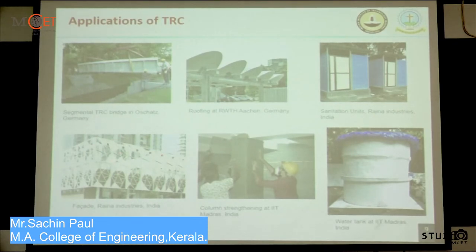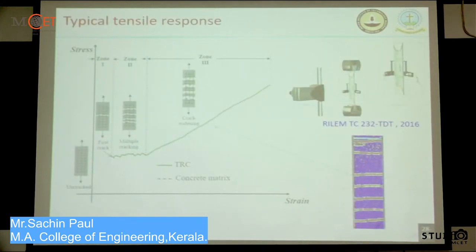This is a very beautiful facade that is made up of textile reinforced concrete, which has openings in it. The structural stability of this facade is very interesting. The design also is very interesting. This is a column retrofitting that we have done at IIT Madras. This is made again with textile reinforced concrete. It was jacketing to enhance the strength of a 70-year-old building. And these are some of the water tanks that we have made at IIT Madras as a part of our research project. Let's start with the concept of textile reinforced concrete.